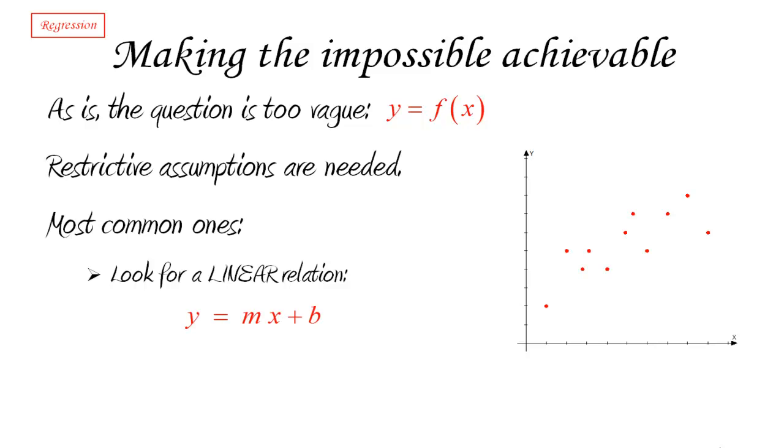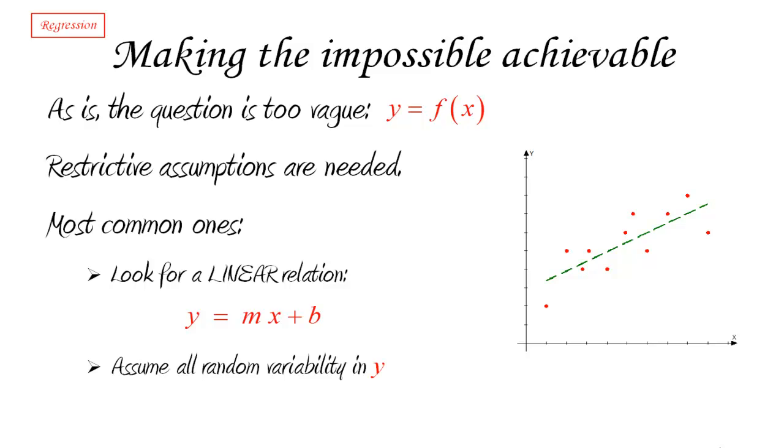Okay, so we are going to be looking for some kind of formula that looks like y equals mx plus b, and I'll say a little bit more about this equation, refresh a little bit your memory on it in a minute. So we are in fact going to assume that the relationship is straight.